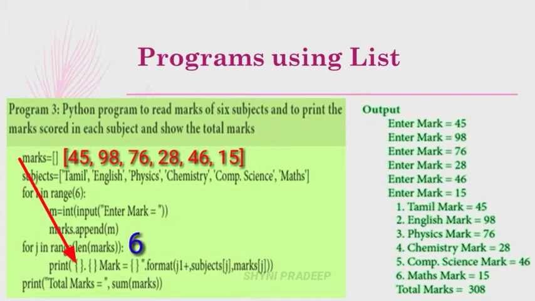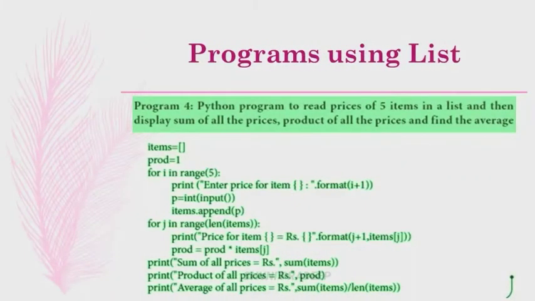So last you have to print total marks. Total marks is equal to, you have to add these 6 marks. Okay, 45 plus 98 plus 76 plus 28 plus 46 plus 15. So total marks is equal to 308. It will be printed on the output screen. Okay. See the next program.